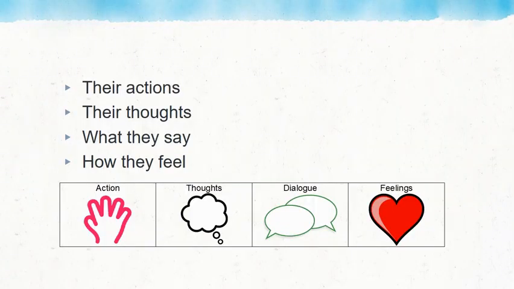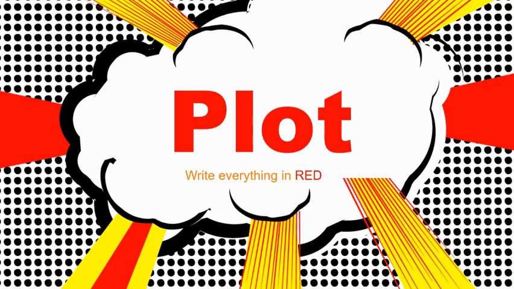So just as a reminder, what we did yesterday was we went over the 4 ways that characters shape the plot. They shape them through their actions, their thoughts, what they say, and what they feel. Today we are doing everything about plot. Your notes are the pieces in red. That's what you're going to record for your notes.